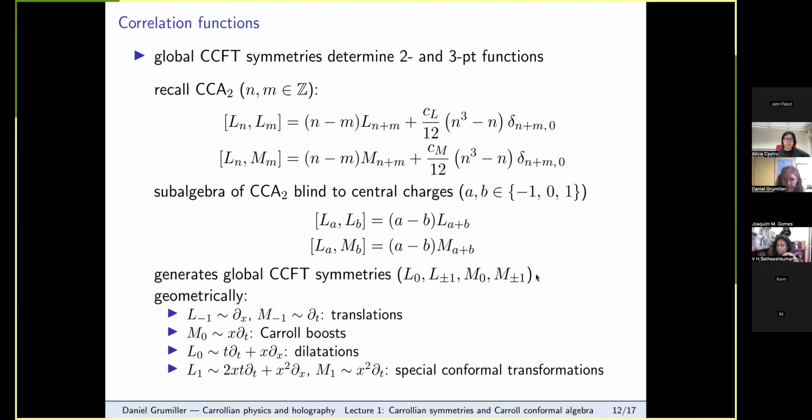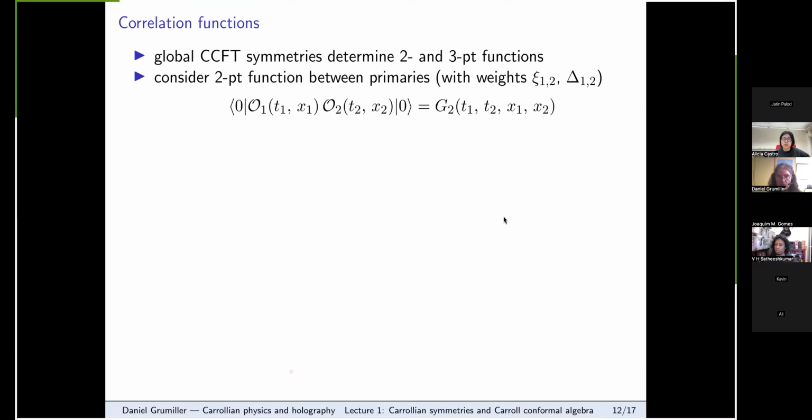The geometric interpretation of these 6 generators is as follows. So the L-1 and M-1, they generate translations. The M0 generates Carroll boosts. The L0 generates dilatations. And the L1 and M1, they generate special conformal transformations, the temporal and the spatial ones. And now we're going to use them to constrain 2-point functions. So here's schematically how this works. We consider some arbitrary 2-point function between primaries with some weights xi12 and delta12. O1 and O2 are some arbitrary operators. And this is how I denote the 2-point function.